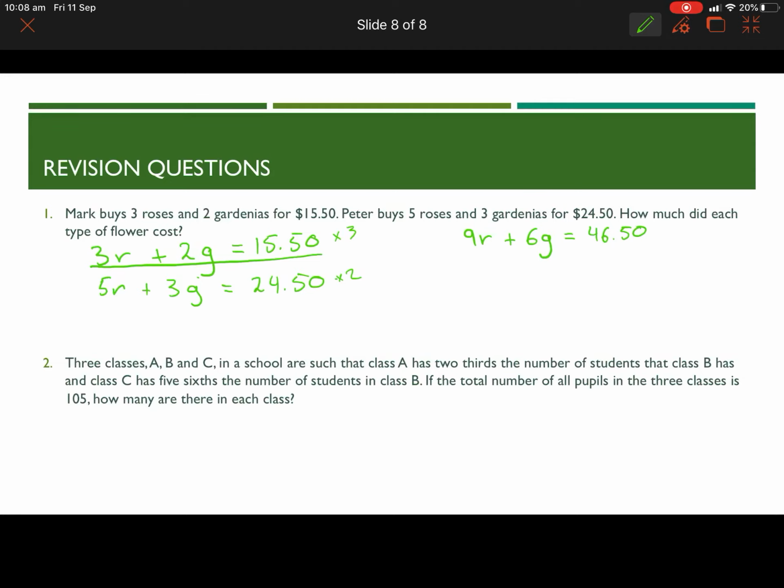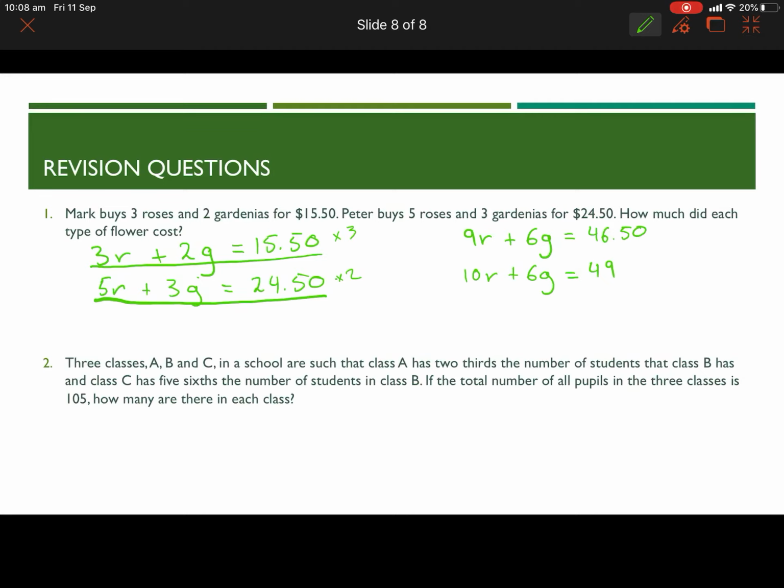Okay, and we're going to multiply this one all by 2. So 5r, that's 10r. 3g times 2 is 6g. And 24.50 times 2 is $49.